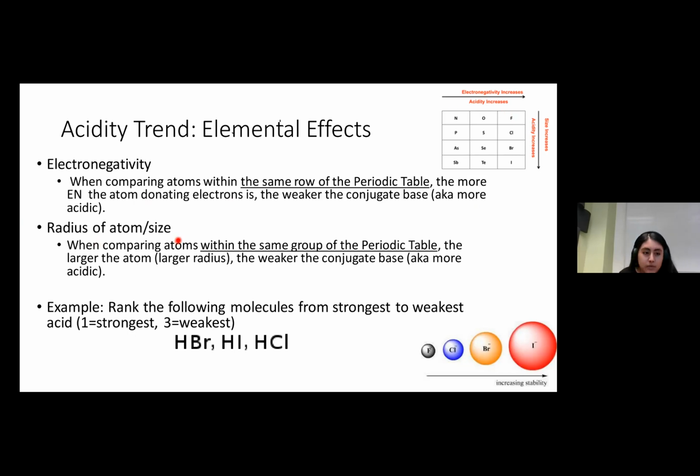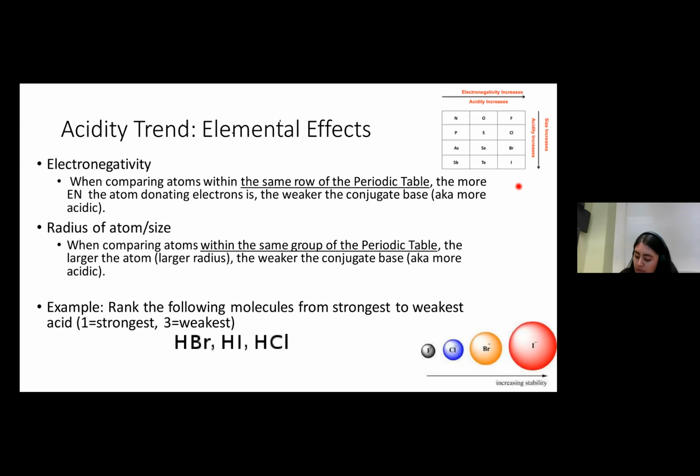Now let's focus on the radius, or size, of the atom. We're comparing different acids by looking at the conjugate base. If they're in the same group, going up and down the periodic table, the larger the atom, the weaker the conjugate base, or the more acidic. In other words, size increases as you go down the periodic table, and so does acidity.